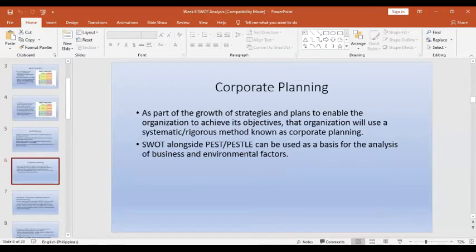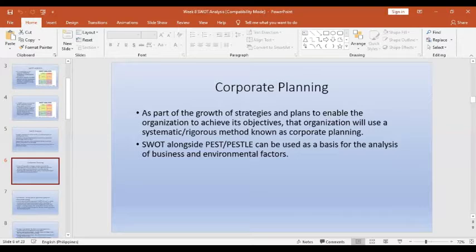Corporate planning is the next step in strategic management. After we identify the internal and external environment and the resources as well, it's time to establish a plan, a set of activities on how we're going to achieve the objectives, and what particular strategies can be put in place based on the SWOT analysis. Corporate planning has a lot of methods or ways to establish activities to achieve the objectives.